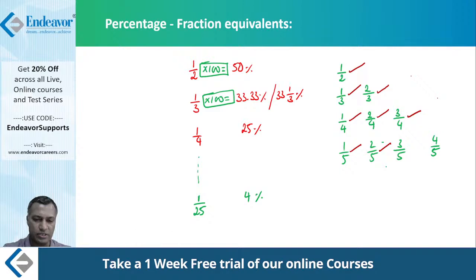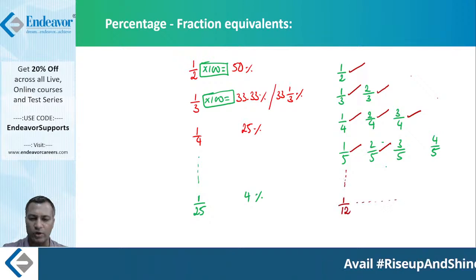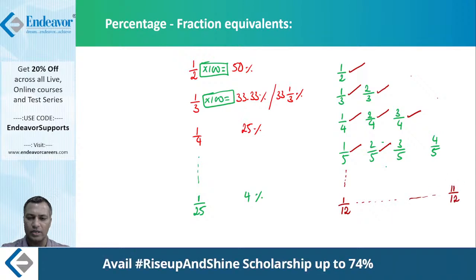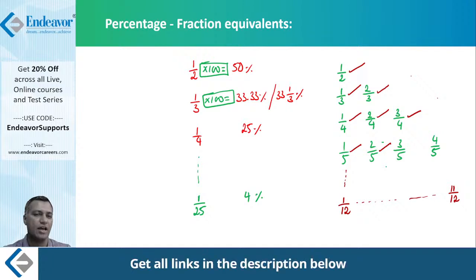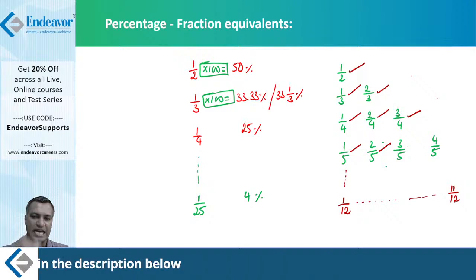Now the point is, you try and do up to 1 by 12. 1 by 12 is 8.33%. Going up to 11 by 12, which is 91.66% or 91.67%. This would certainly help in the majority of your calculations. I'm not asking you to do it right away, but keep this orientation in your mind. So take your book, take a pen, and write and practice.